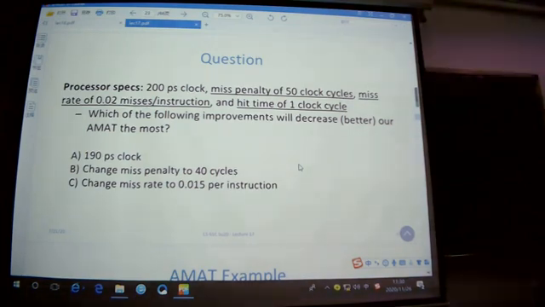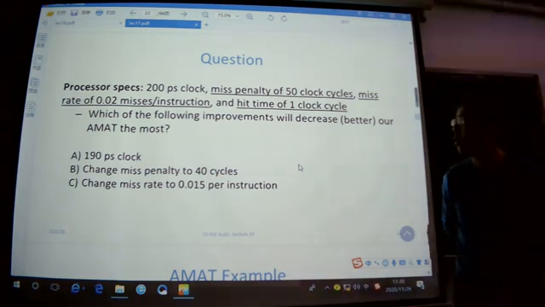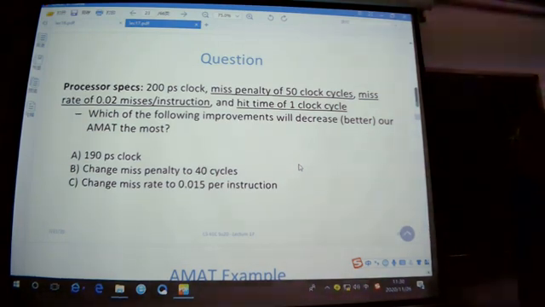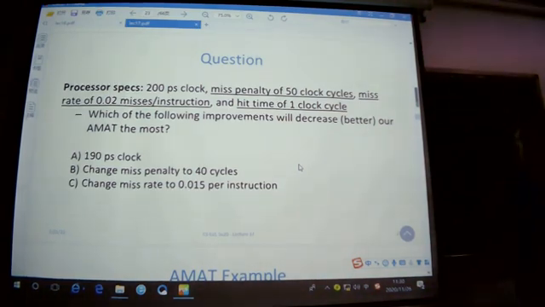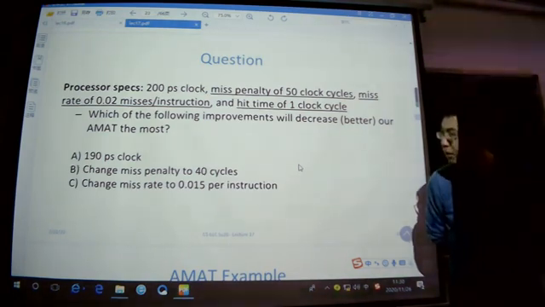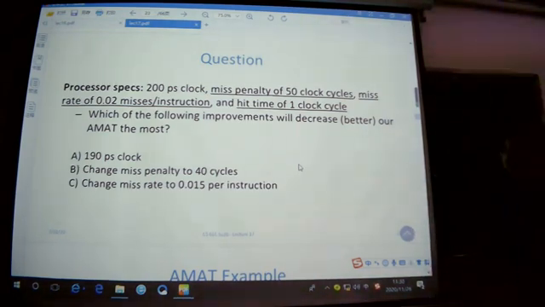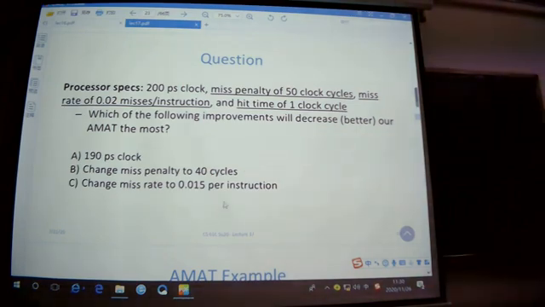This is processor speeds. We can find the 200 PS clock. We can find the hit time is about 1 clock cycle, the miss penalty is 50 clock cycles, and the miss rate is 0.02 misses per instruction. Which of the following improvements will decrease our AMAT? We can find the three choices. We can change some things.